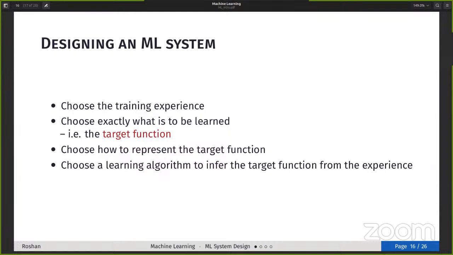And how to represent the target function? That means which ML algorithm should I use to achieve that goal. Then choose a learning algorithm. Learning algorithm means I have the model with me, I have the data set. How do I train that model to infer the target function? That will be your learning algorithm. So these are the four main aspects of designing an ML system.